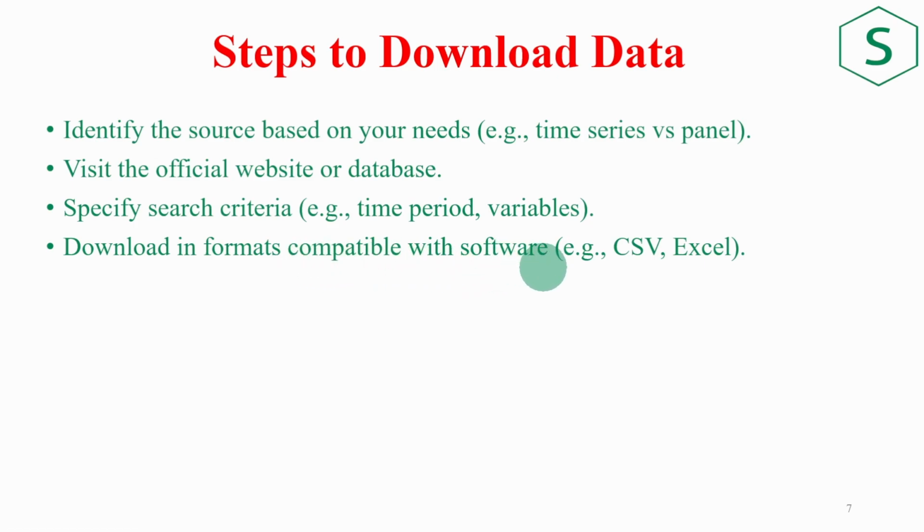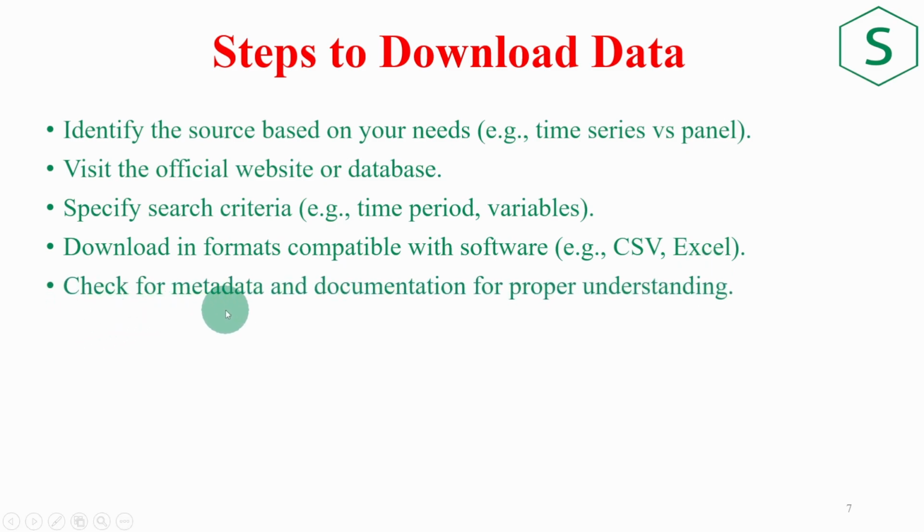Download in a format compatible with your software. The common formats include CSV and Excel. There are so many other formats available, but these are the common ones. We also need to check for metadata and documentation for proper understanding of the data. Metadata normally gives the definition of the variables involved in the data. Finally, we need to record the download date. We know that data records are constantly updated. This is particularly important because some journals require you to provide the download date of your data.